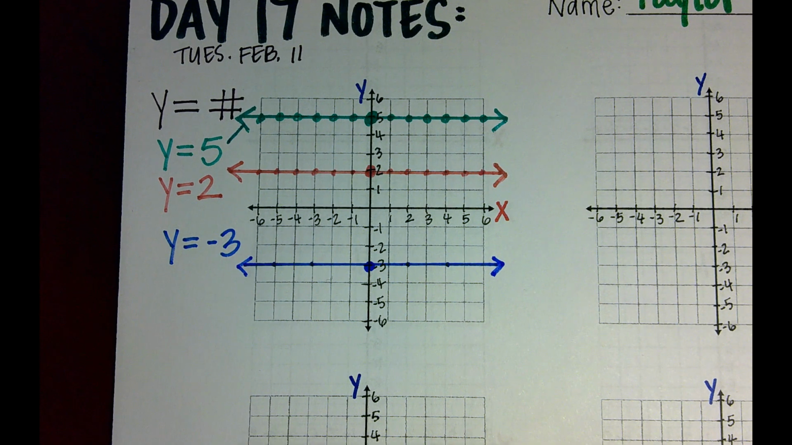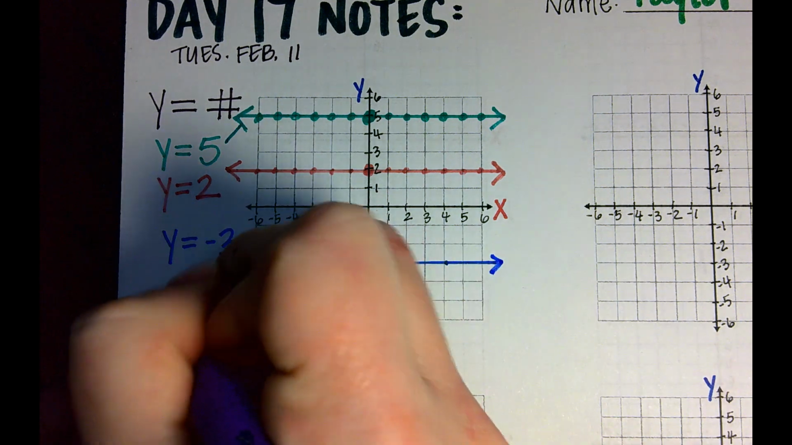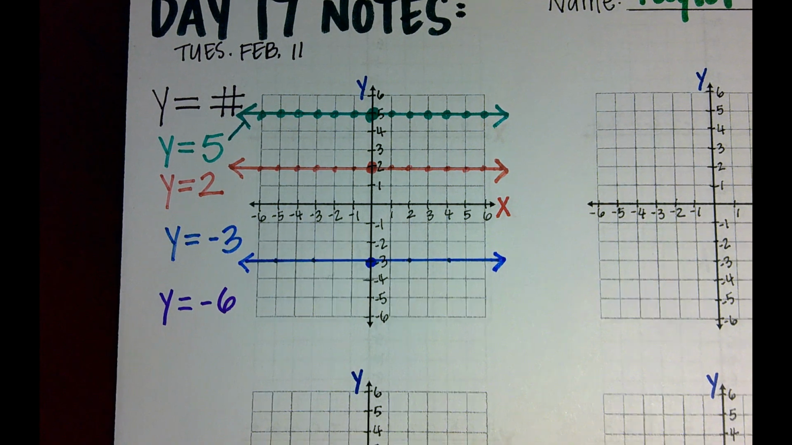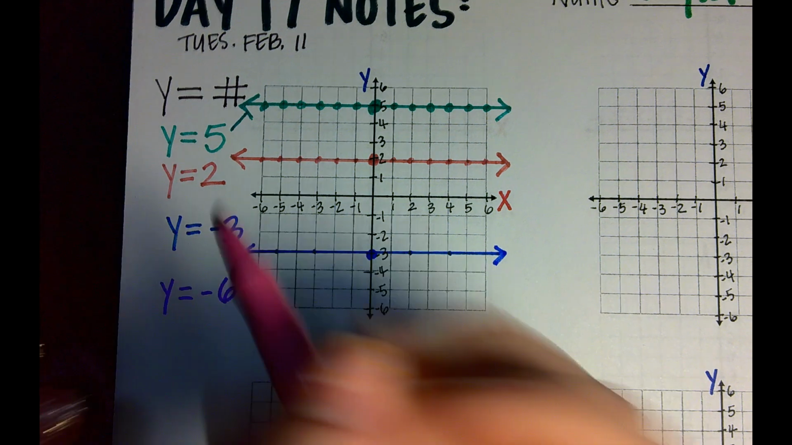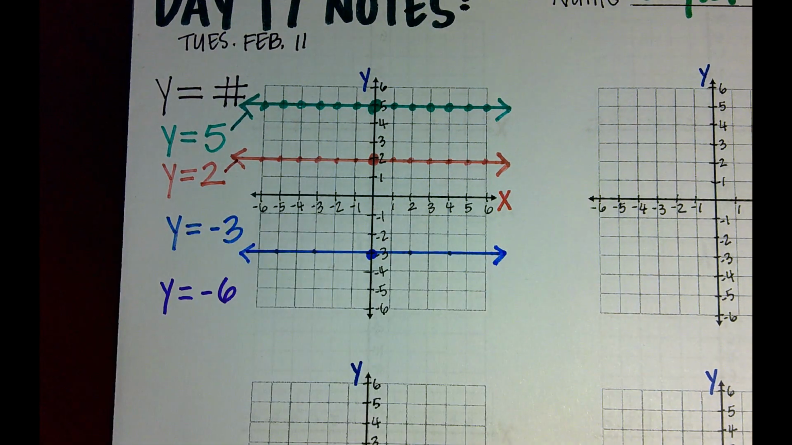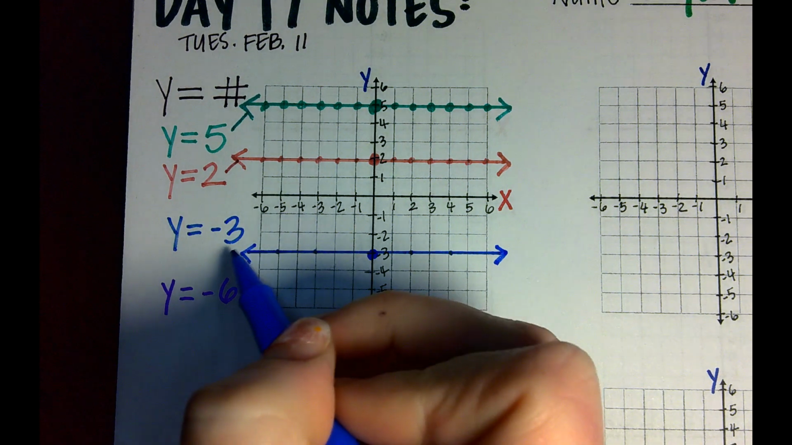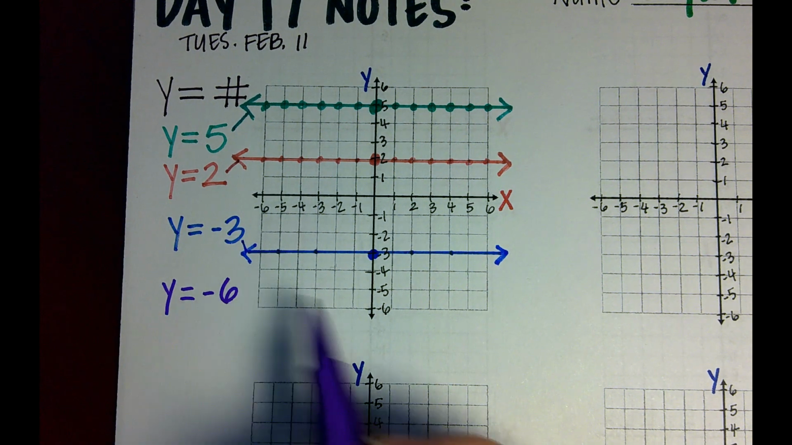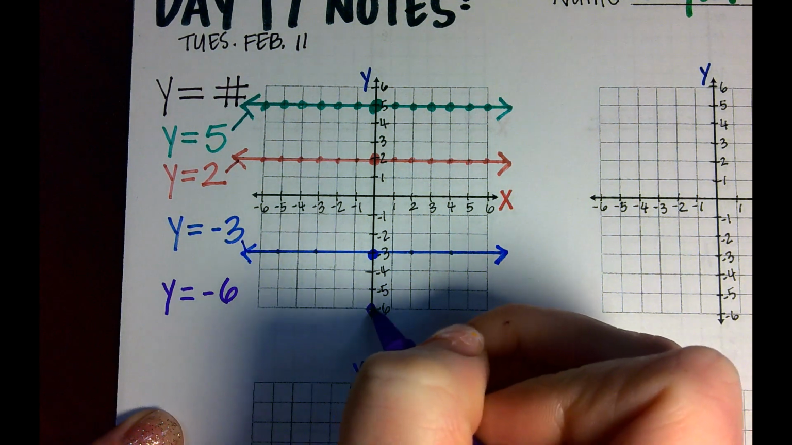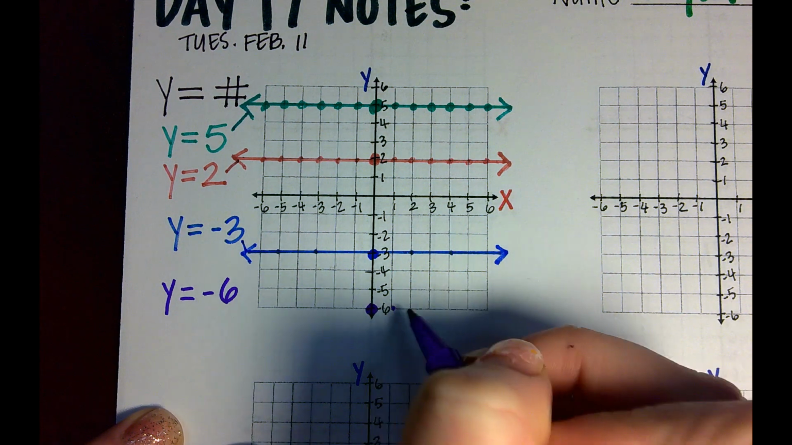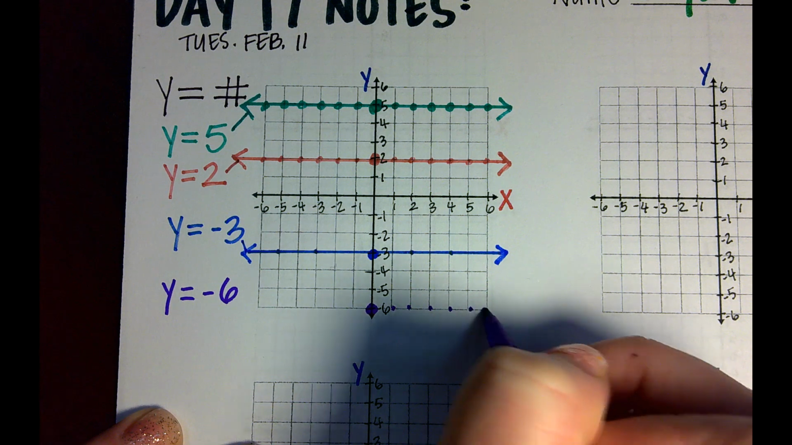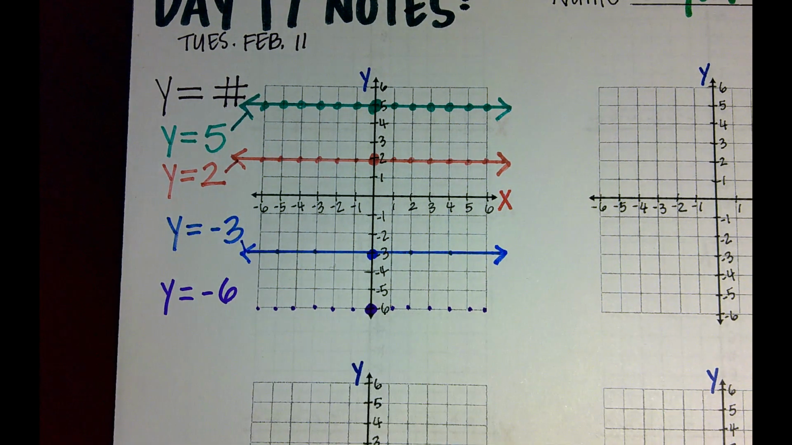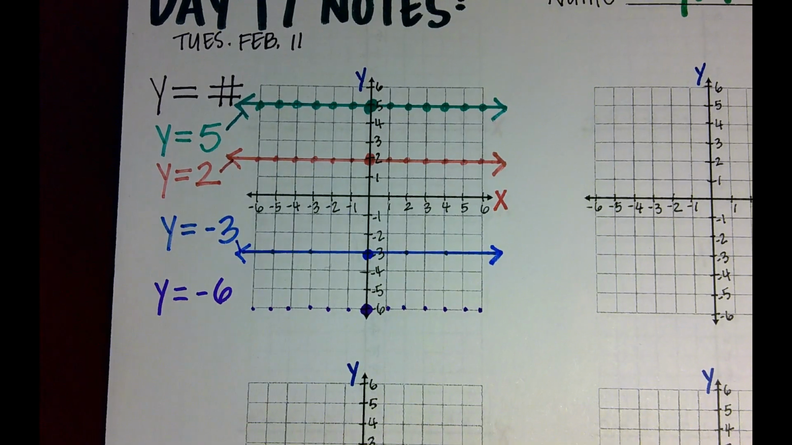And one more for good measure. How about y equals -6? What's that one going to look like? Perfect. On -6 on the y-axis, and that -6 is always going to be where y falls. It goes straight out to the left and right, and we connect the dots again.